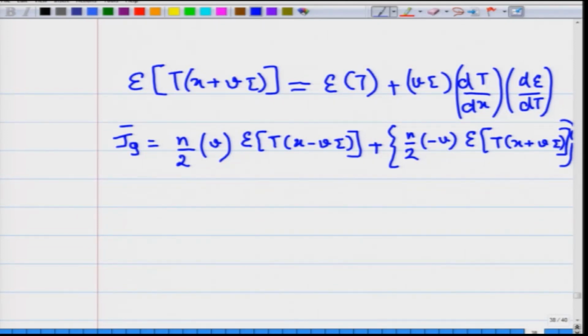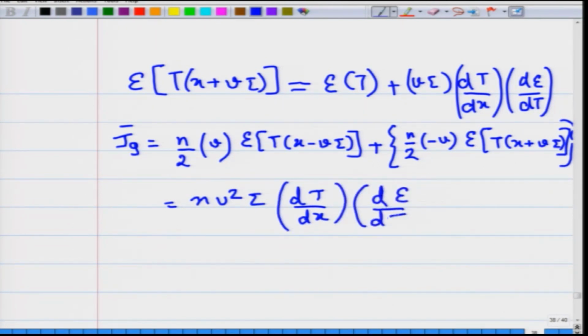And now we have got these expressions, these are approximations, you can put that in here, and after you put those terms here and take into account these negative signs which are present in the above expressions as well as here, you will land up with an expression which is n into V square tau dT by dx into dE by dT. This is the net heat current which is flowing along the x direction.